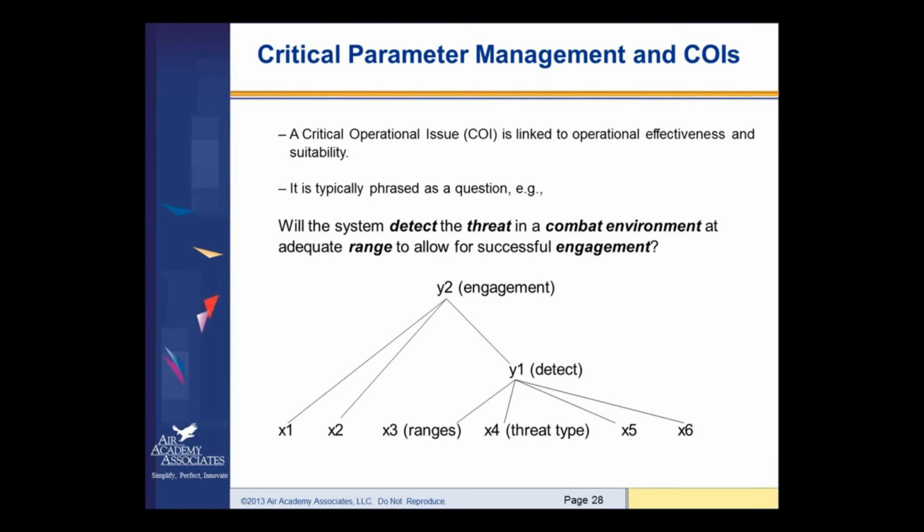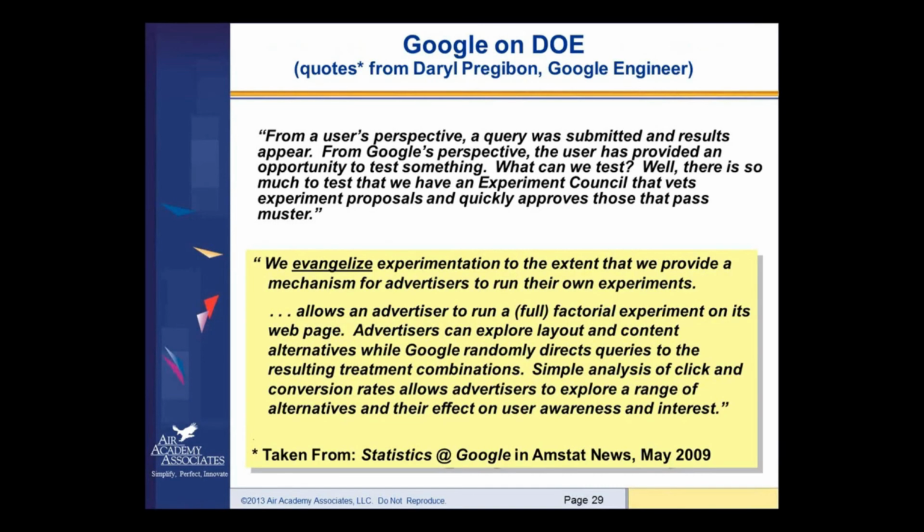And you can see that detection could be a function of a variety of X's, and then engagement a function of not only detection, but a bunch of other factors as well. So in the COI business, critical operational issue business, and CPM, this is how the connectivity can be ascertained, through design of experiments. Google is one of our customers who just does all kinds of DOEs.